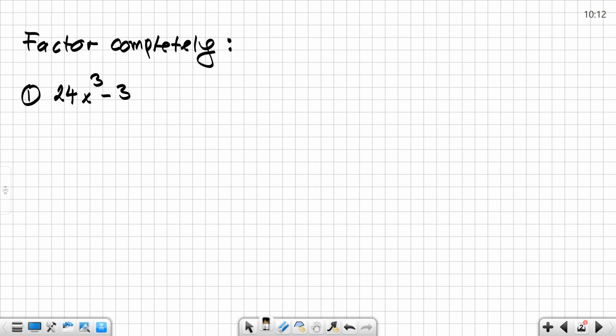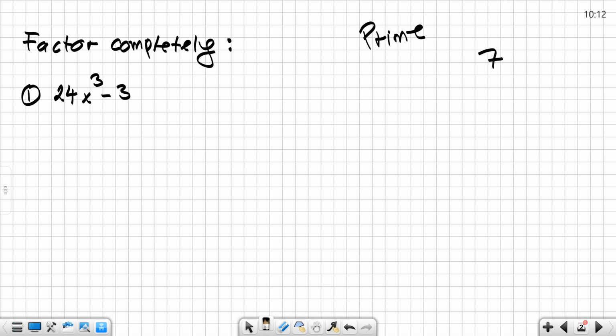Let's have a look at some more examples. We want to factor the following polynomials completely. That means I have to keep factoring if there is something that I can do. A polynomial that cannot be factored is called prime, just like a prime number.